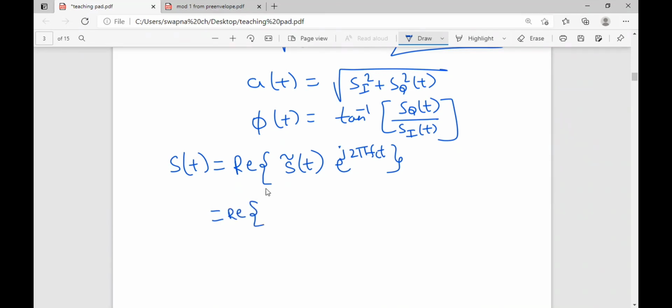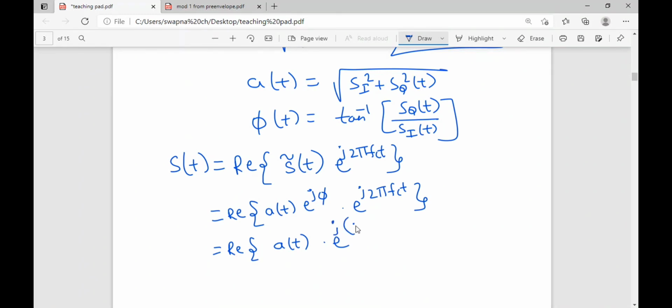In place of s tilde of t, I will substitute s tilde of t as a of t into e power j phi into e power j 2 pi fct. So this is equal to real part of a of t into e power j of 2 pi fct plus phi.